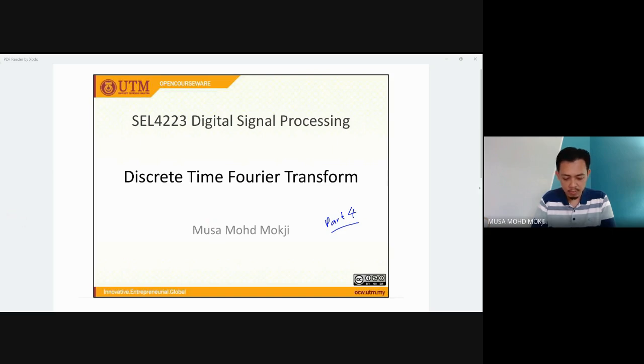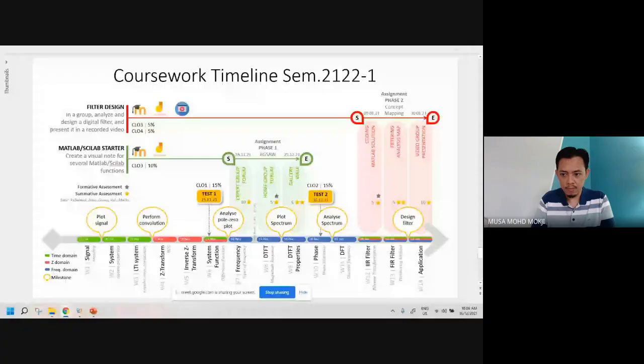let's see something. So this is our plan. We are here now at week 8. This is our title, DTFT, Discrete Time Fourier Transform. And for assignment phase 1, we are actually at the second part. The second part is on the home group forum. What is the main task?